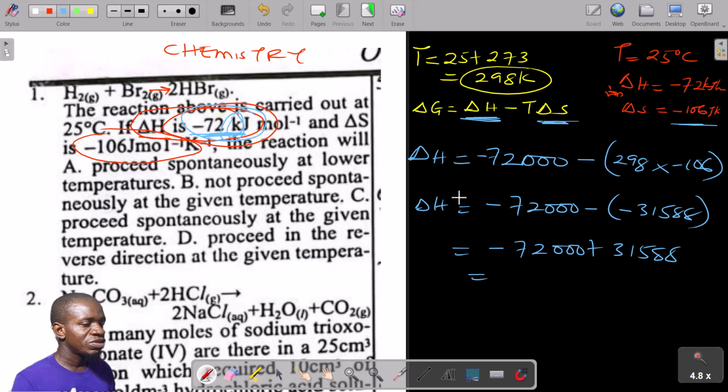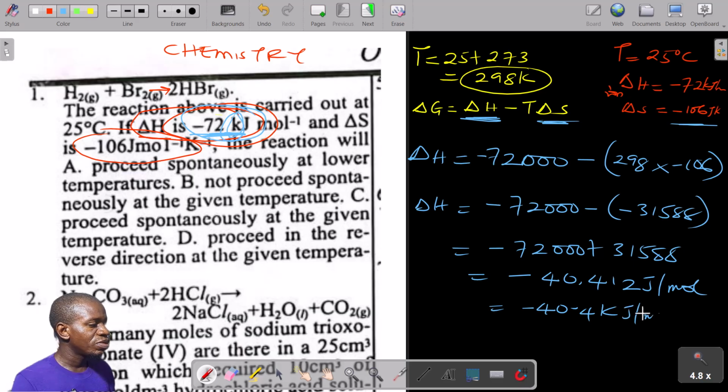So when you subtract both of them, minus 72123 plus 31588 will give me what now? The final answer I'm going to have here is minus 40535, that is joule per mole. If I convert it to kilojoules, it's going to be minus 40.4 kilojoule per mole. That's what I'm going to have.